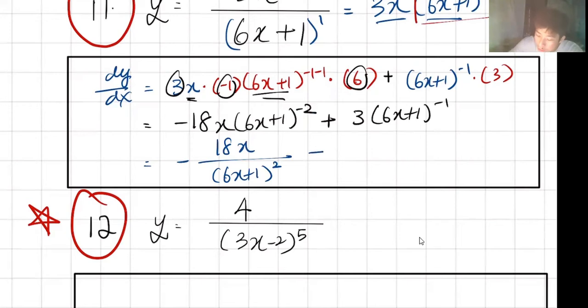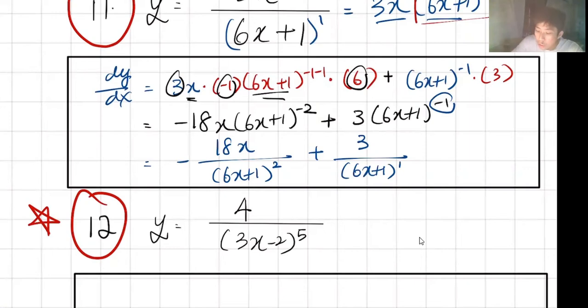Plus 3, I did not change. 3, I leave it on top. I will bring this one down. It's negative 1, so when I bring it down, it becomes positive 1. Negative 1 becomes positive 1. You understand? Just change the sign. That is it. You have successfully brought down what you need.